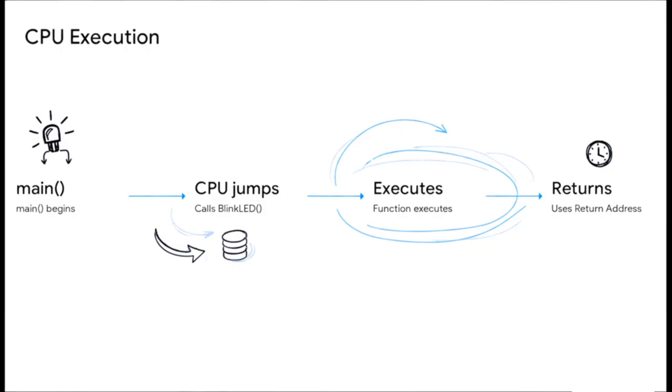Well, before it jumps, it leaves a breadcrumb. It saves something called the return address onto a special memory structure called the call stack. Step 3 is the function actually executing. And finally, step 4, when the function wraps up, the CPU checks that call stack, grabs that return address breadcrumb, and jumps back to the exact spot it left off in the main loop. It is this elegant, perfectly choreographed dance happening literally millions of times a second.